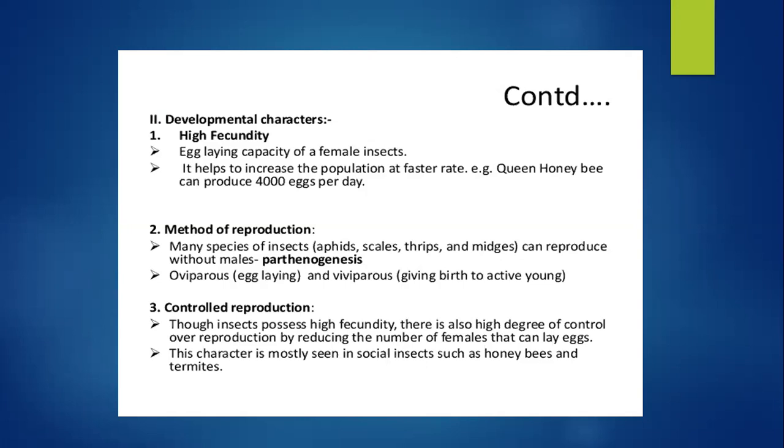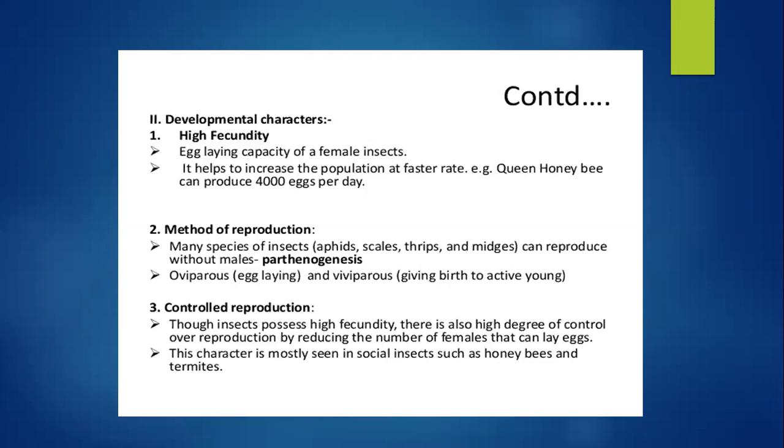So what I'm trying to tell you is, even though their population is increasing because of the highest fecundity, on the other hand there is control over reproduction by reducing the number of females. That means those females which can lay eggs are fewer in number when compared to the other females. Got it? So that is the nature of the survival of these insects.